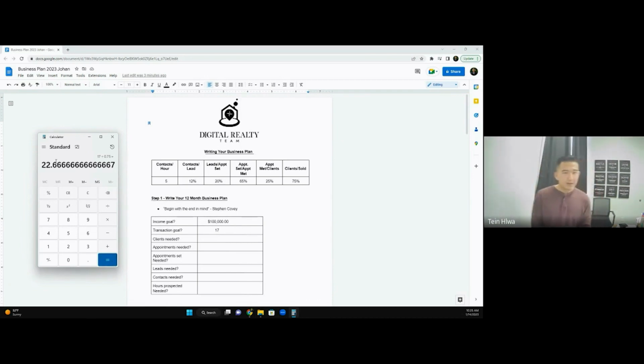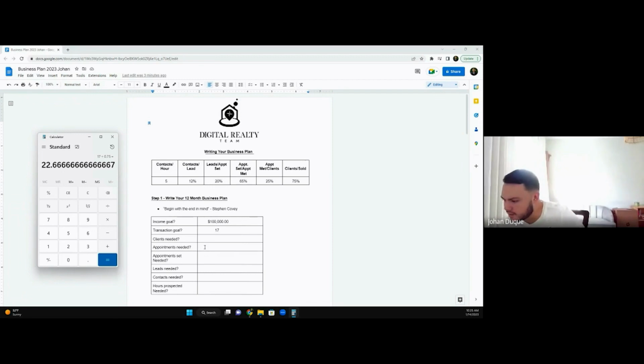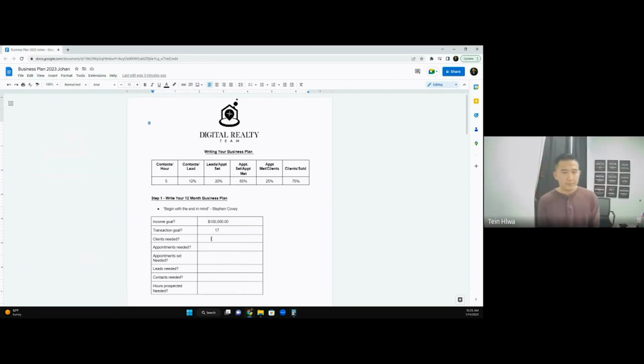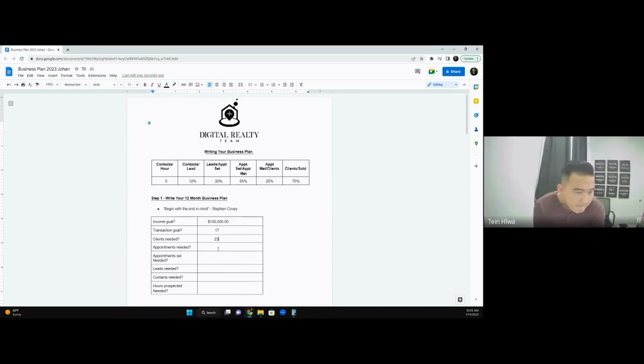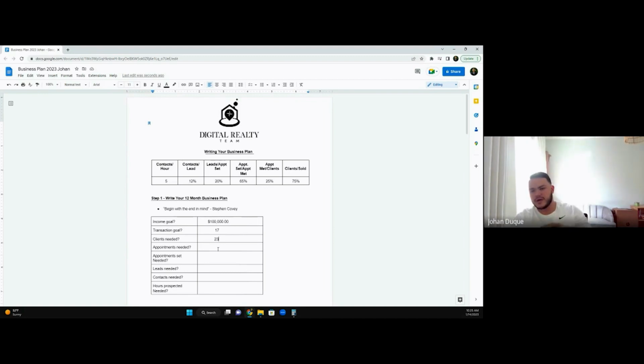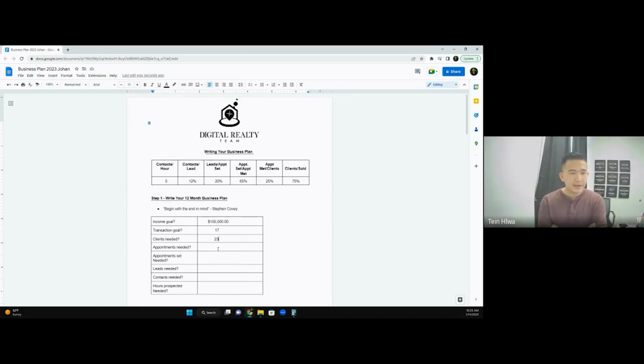So you need about 23 offers written, going on the contract, or listings taken. So that goes under clients needed. So you need about 23 clients, whether it's a buyer going on the contract or a listing taken. Any client that's interested in either buying or selling. So you need about 23 clients in order to hit your 17 transaction goal.